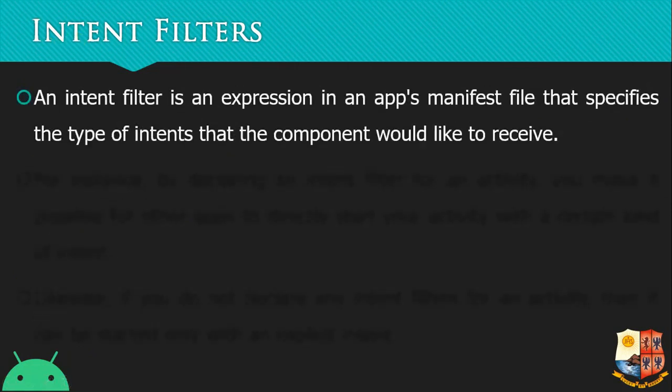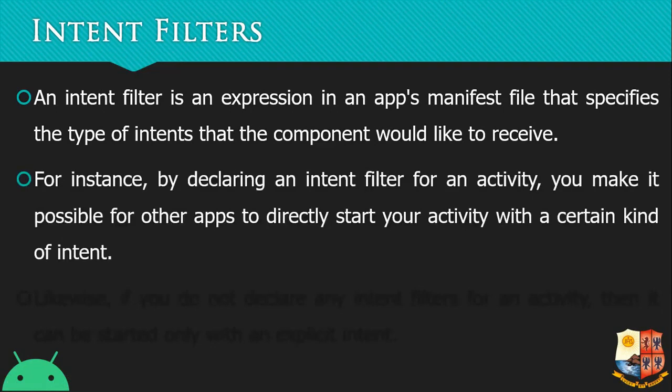Okay. What is an intent filter then? It is an expression in an app's manifest file. Please note that manifest file comes again and again to us. Okay, that specifies the type of intents that the component would like to receive. Okay, I'll show this shortly to you, but anyway, example. For declaring an intent filter for an activity, you make it possible for other apps to directly start your activity with a certain kind of intent.